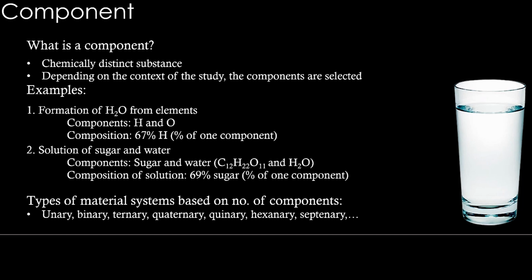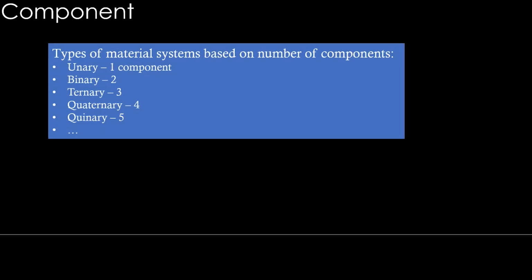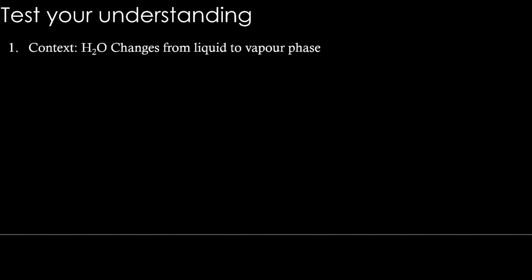If we have only one component in a system, it's called a unary system. If the number of components is 2, it is binary, then ternary, quaternary, quinary, and so on. We will be using these words as we go along. We have one question now. The context of the study is H2O changes from liquid to vapor phase. Is it one component or more than one component, and what are they? That is the question.